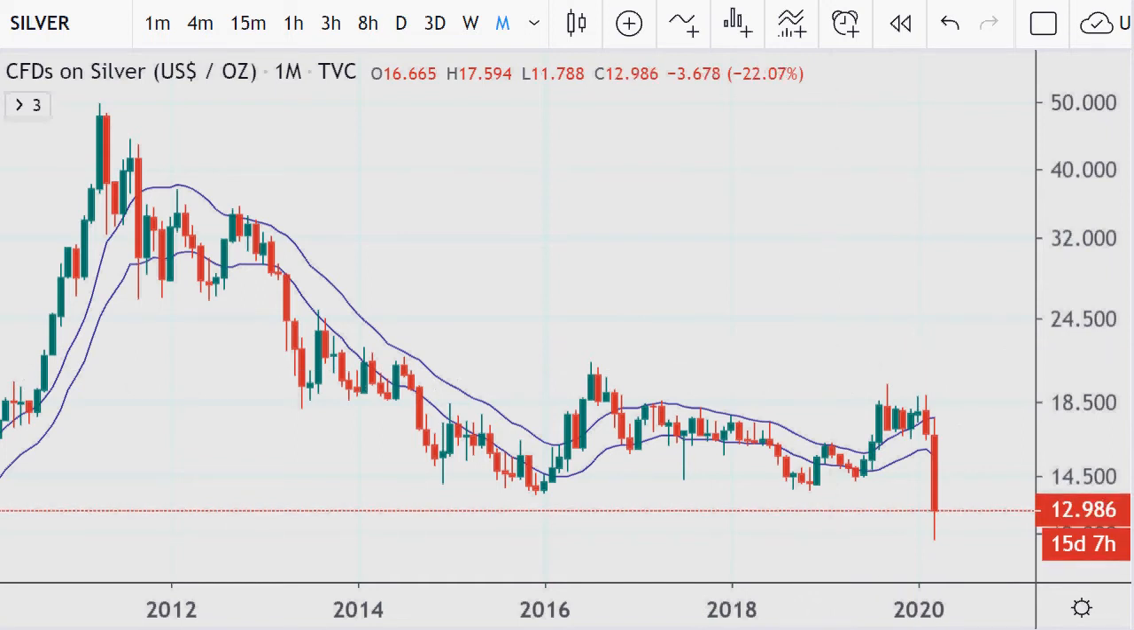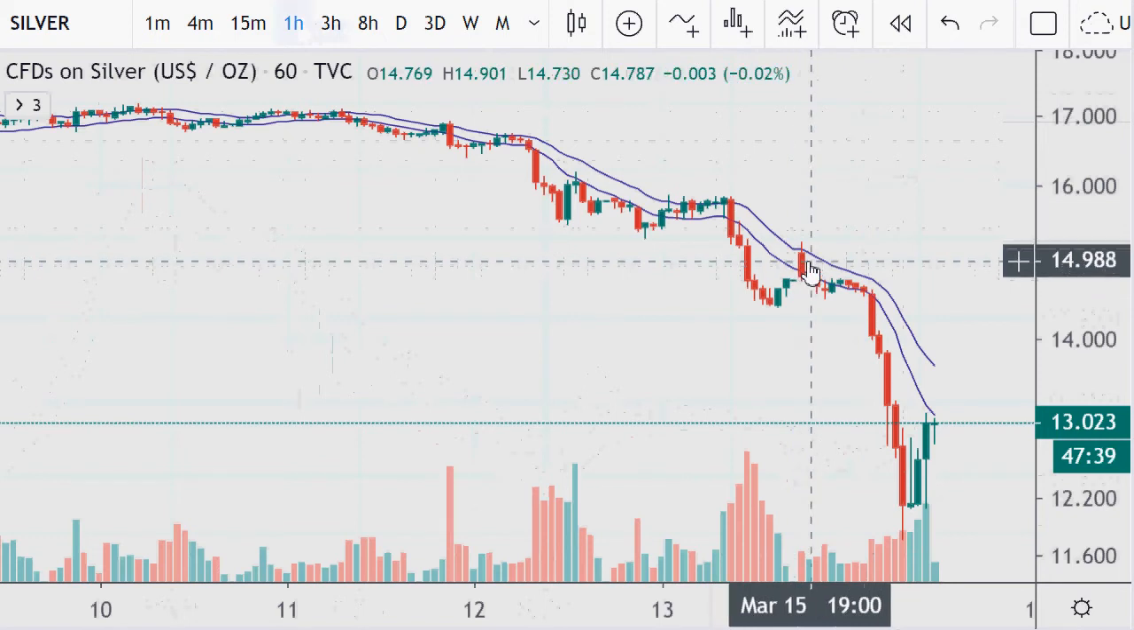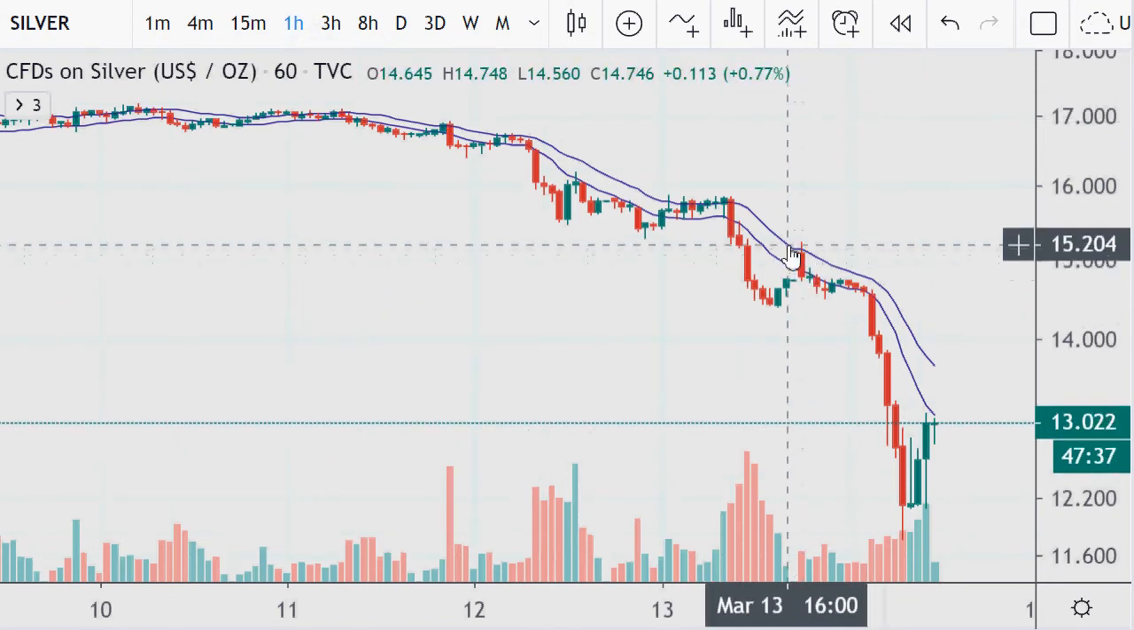But it's a crazy, crazy market. So here we have silver on the hourly time frame, just having its fall. It gapped up. This is the gap up price. As we can see, silver gapping up to 15.